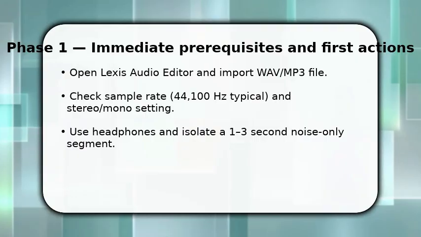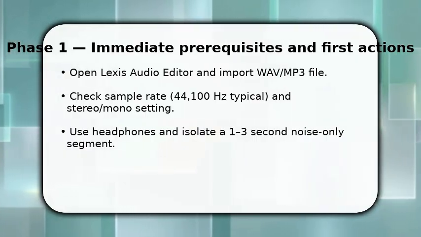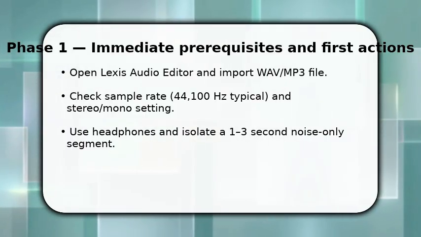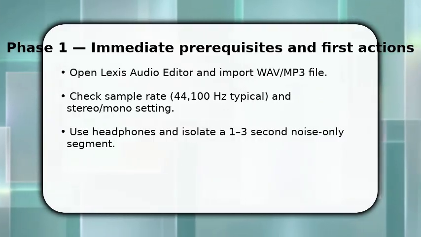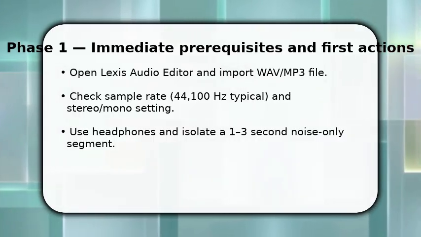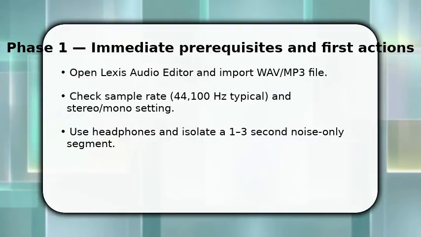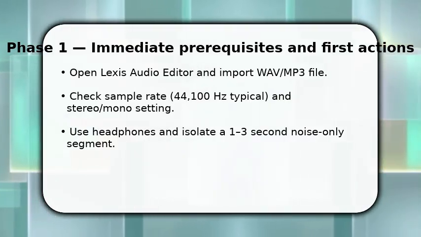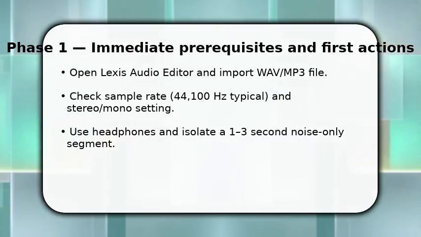Next, find and select a short segment that contains only the background noise. No speech, no intentional sounds. This noise-only selection becomes the reference the tool uses to learn the unwanted spectrum, so highlight 1 to 3 seconds that clearly represents the hiss or hum.